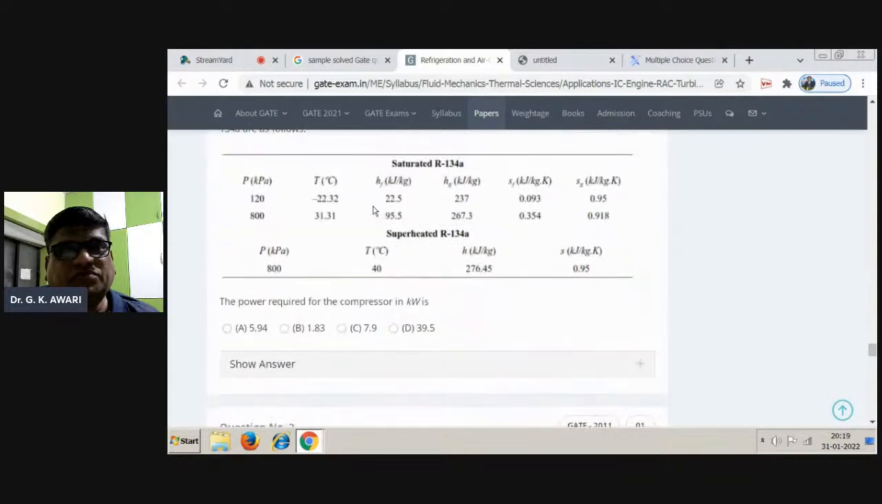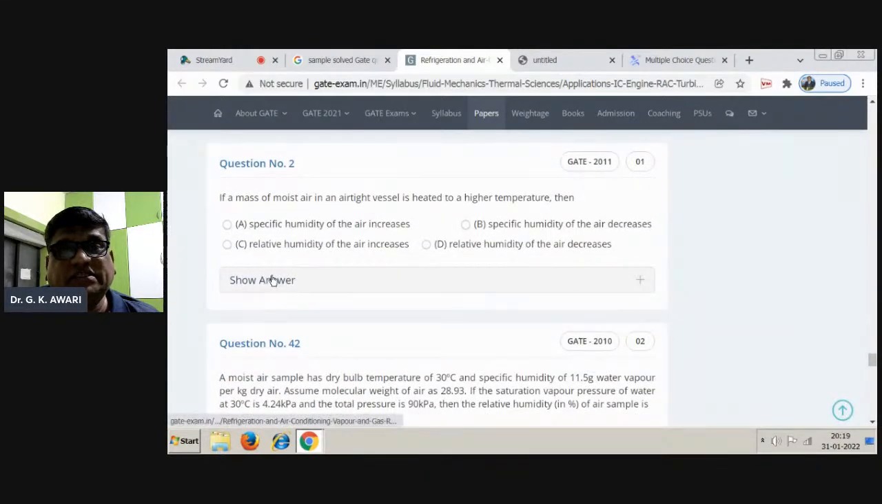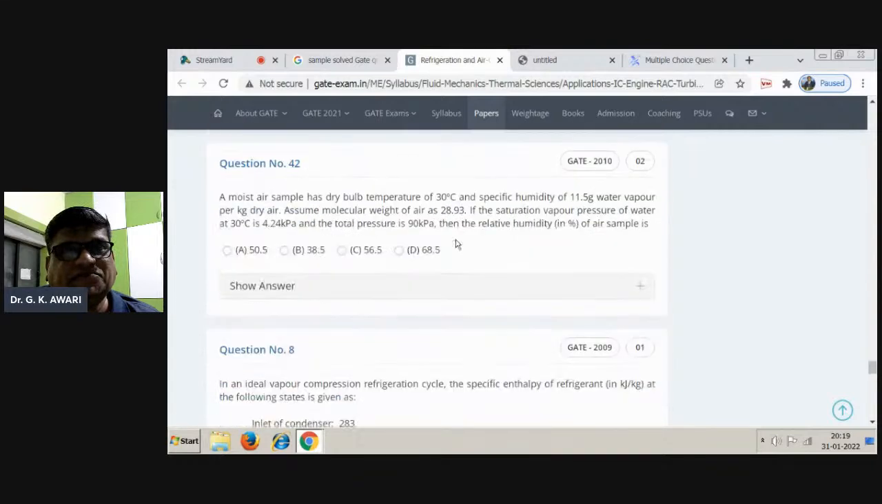So this kind of question will normally be there in the GATE examination. This is GATE 2011. If a mass of moist air in an airtight vessel is heated to a high temperature, then what happens? The relative humidity of the air basically decreases.